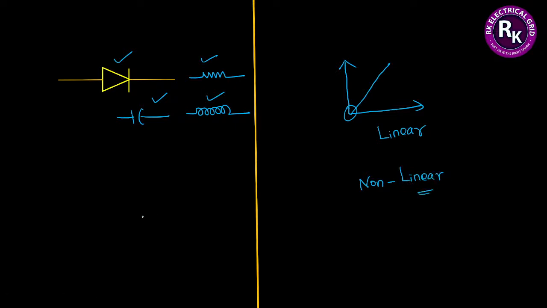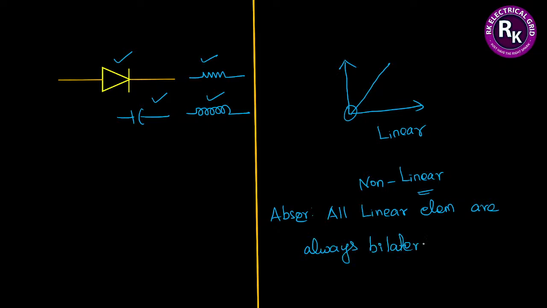Okay, let me give you one more conclusion. That is an observation. Observation is all linear elements are always bilateral. What is this new thing? Who is this bilateral? Go through your last lecture. We have already finished it. But it is not vice versa. What is that, not vice versa? What is the meaning, sir? Learn English. I know some of you may not understand this.